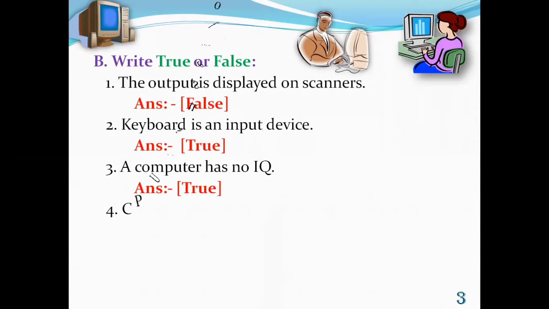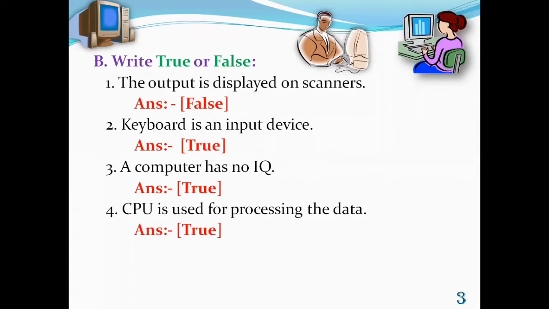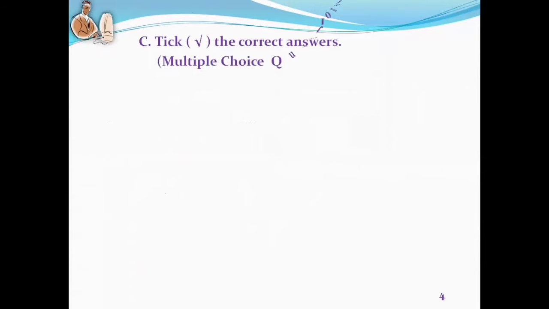Number 4. CPU is used for processing the data. Is it true or false? So let us see the answer. Answer is true. Number 5. Monitor is an input device. Answer is false. So these are the true or false questions. Next, we'll see pick the correct answer, the multiple choice questions.